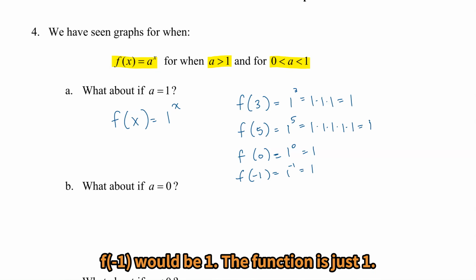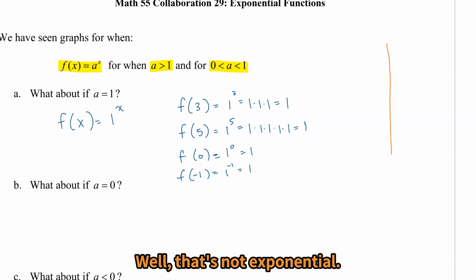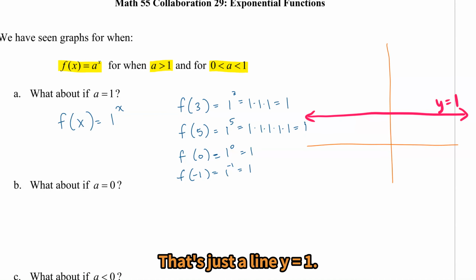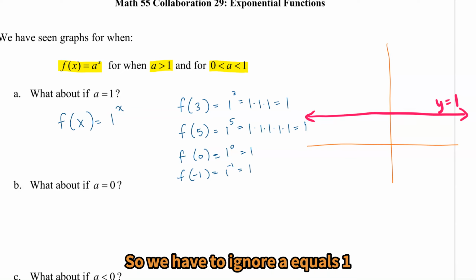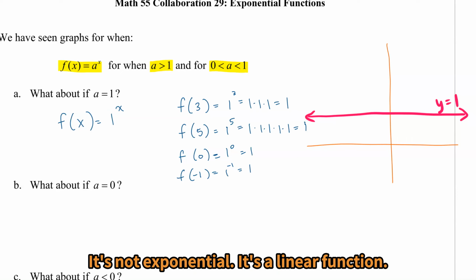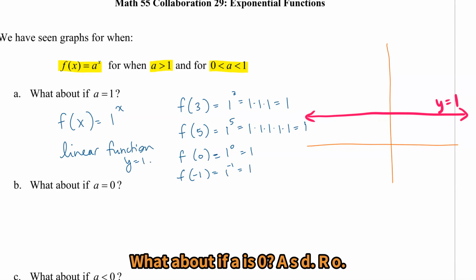The function's just 1. Well, that's not exponential. That's just the line y equals 1. That's a linear function, not an exponential function. So we have to ignore a equals 1 in exponential functions. It's not exponential. It's a linear function. What about if a is 0?